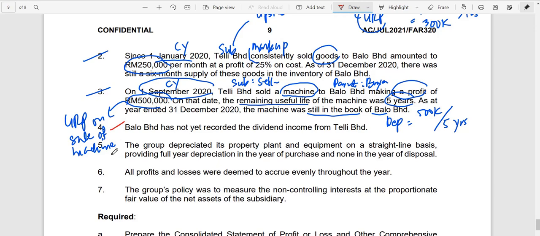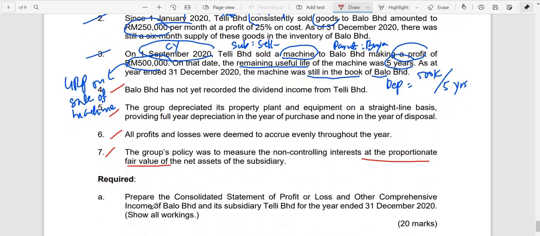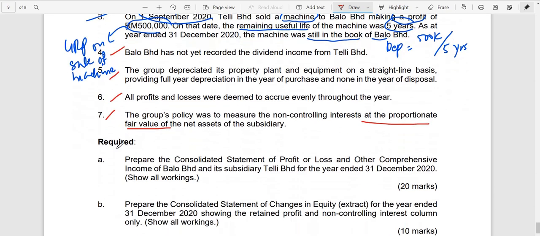Information number 5 is just information on depreciation that we have earlier incorporated in number 3. Number 6 is just information telling that the profit and losses of the company were deemed to accrue evenly throughout the year. Information number 7 is just mentioning how the measurement of non-controlling interest was done in this company, which is at the proportionate fair value of the assets of the subsidiary. So basically we are done with our consolidated statement of profit or loss and other comprehensive income.